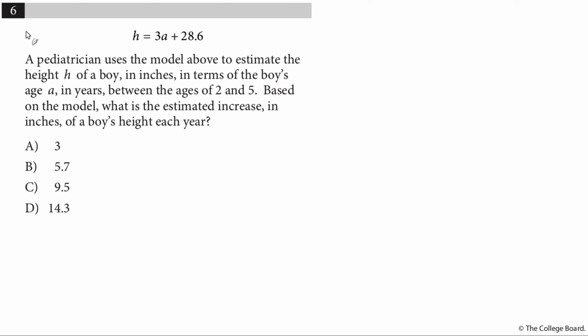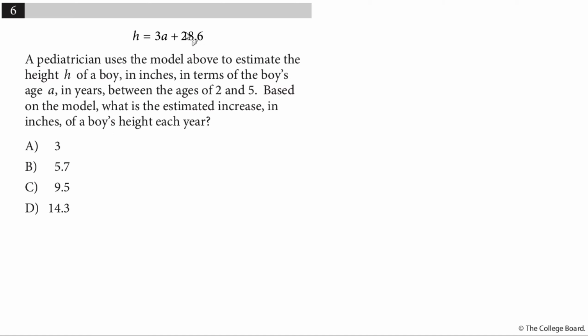So starting off, we have this equation, h equals 3a plus 28.6, and a pediatrician uses the model above to estimate the height h of a boy in inches in terms of the boy's age a in years between the ages of 2 and 5. Based on the model, what is the estimated increase in inches of a boy's height each year?